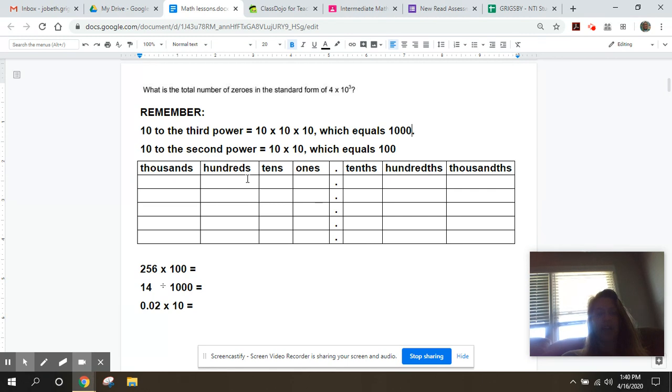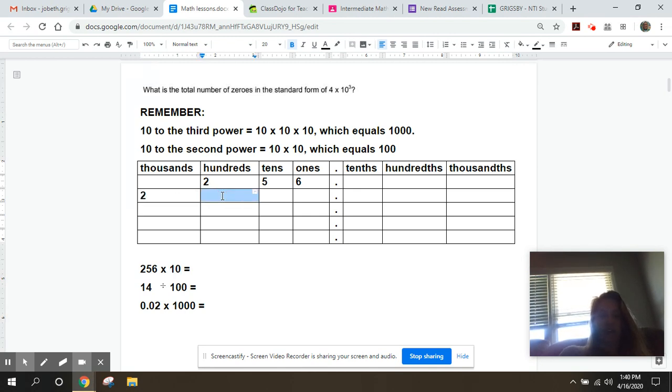So for here we have 256, and we're going to multiply by 1 power of 10, okay? So if I am multiplying by a power of 10, my answer should become greater. So I'm going to shift my digits to the left because I want to move to greater place values. And if I'm only multiplying by 1 power of 10, they're only going to shift 1 place value. So this 2 is going to be moved to the thousands. This 5 is going to be shifted to the hundreds. And this 6 is going to shift to the tens.